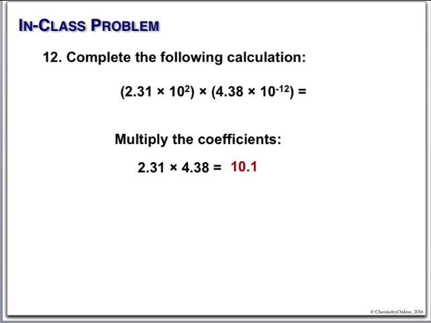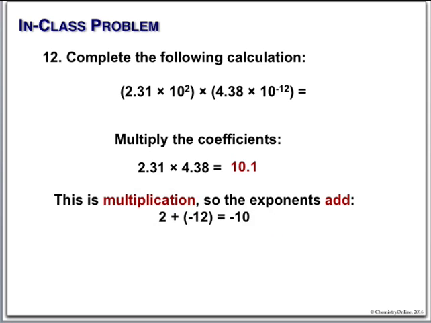Secondly, we remember the rule. If it's multiplication, the exponents add. If it's division, the exponents subtract. Say that one more time, please. This is multiplication, so the exponents add. Division, they subtract. So here we have 10 to the 2, 10 to the minus 12. Add them together, we get 10 to the minus 10.